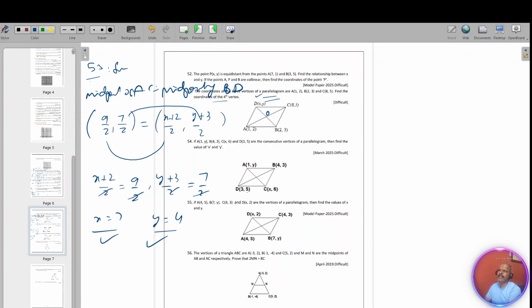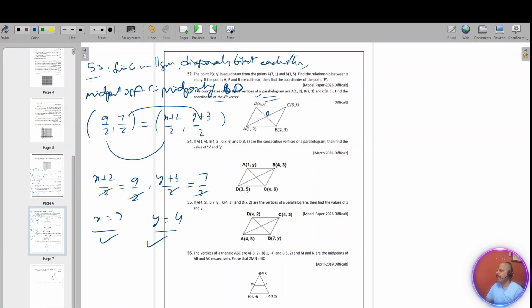You have to write, since in a parallelogram diagonals bisect each other, write this. First, before that, write the figure and given points. Okay.